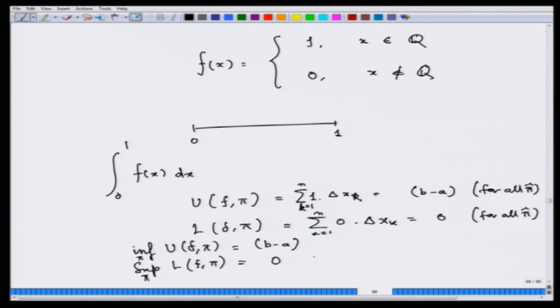So, because b minus a is strictly bigger than 0, here b is 1 and a is 0, so this is 1. So, they are not equal. So, this implies that the integral from 0 to 1 of f(x) dx is not Riemann integrable.